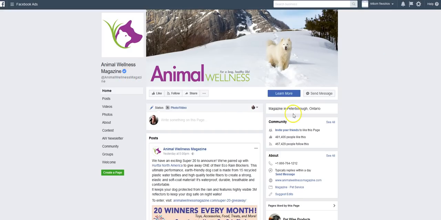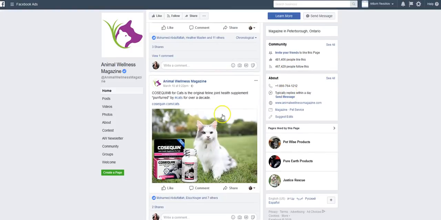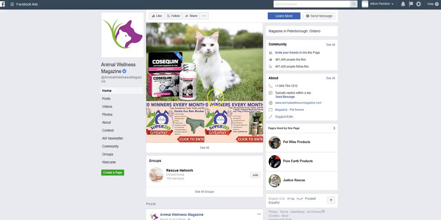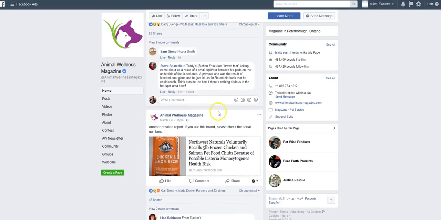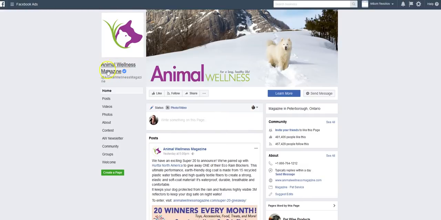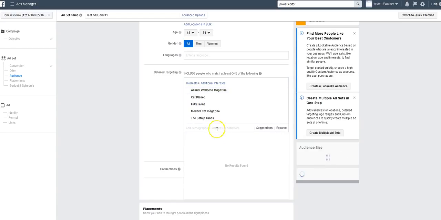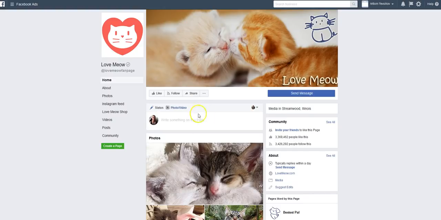So Animal Wellness magazine, Peterborough, Ontario. That's Canada. I see there are some supplements here, so they are kind of selling. They're engaging, and it looks pretty decent. I would take a deeper look, but I don't have time. Let's see if it's targetable. It's a verified page. That's a great sign. Perfect. 460. Boom. Increase suddenly. Okay, Love Meow.